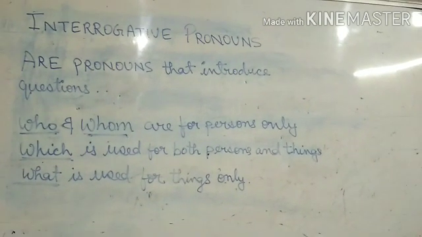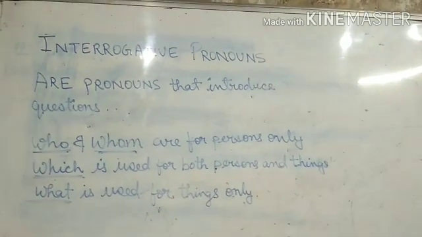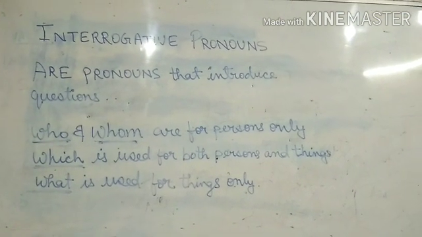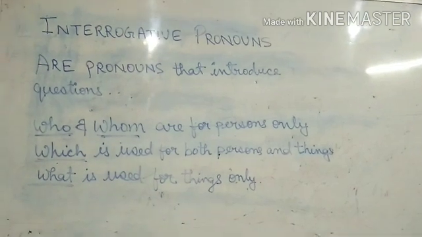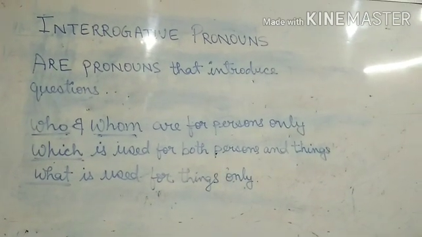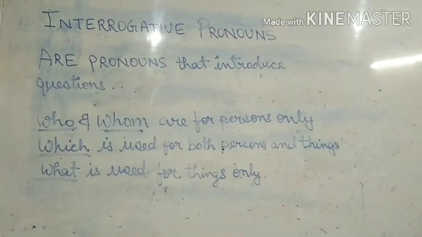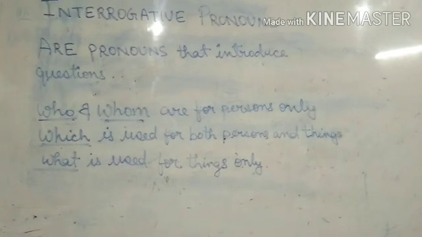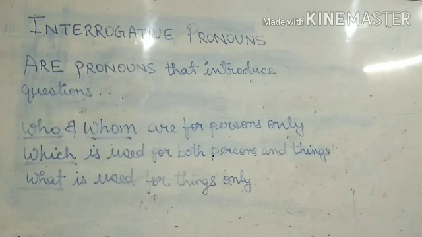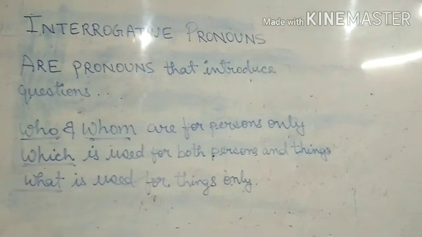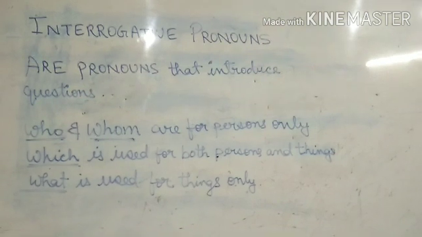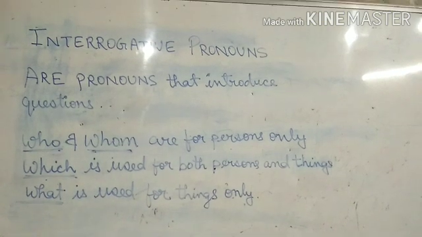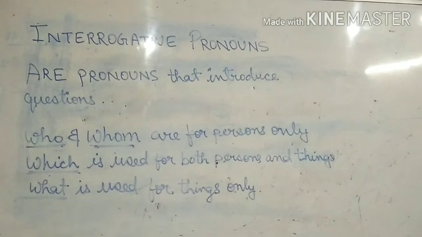Now I will tell you where you will use these four pronouns. Who and whom are used for persons only. If we are talking about a person, we use who and whom. When we are talking about persons and things, we can use which. And when I am asking about only things, I will use what. For example, for who and whom, for persons only: who is my sister? Whom are you talking about? I am talking about persons, then I will use who and whom.